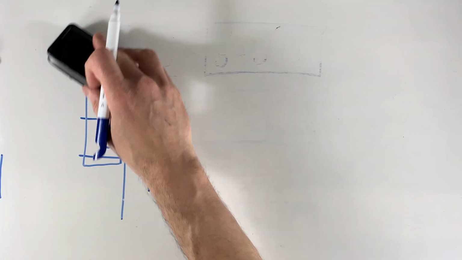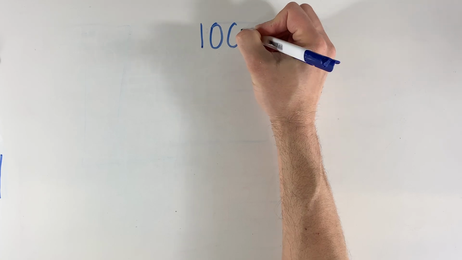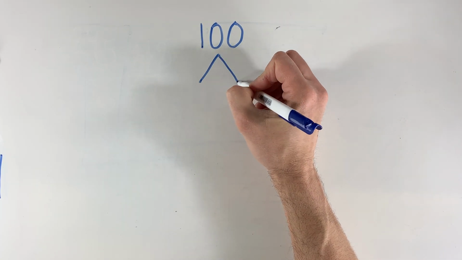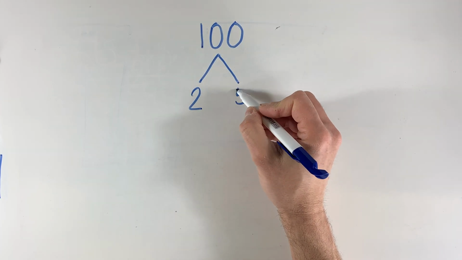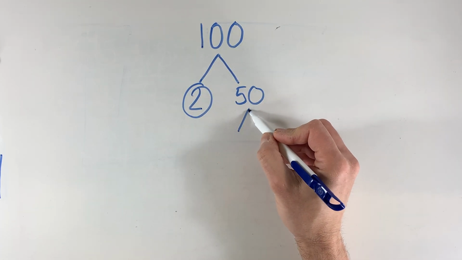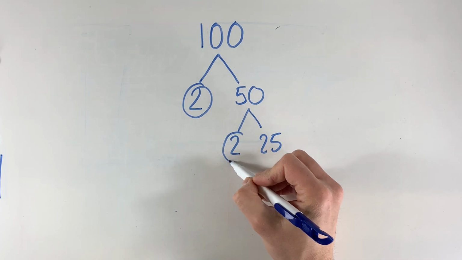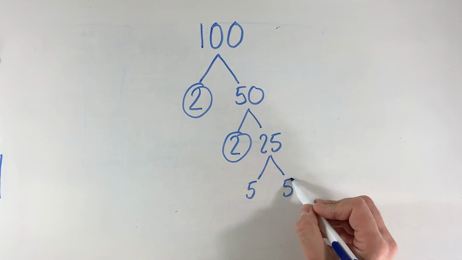The third number is 100. We're going to do the tree method here again. 100 can be factored into, for example, 2 and 50. 2 is a prime number. 50 can be factored into 2 and 25. 25 can be factored into 5 and 5.